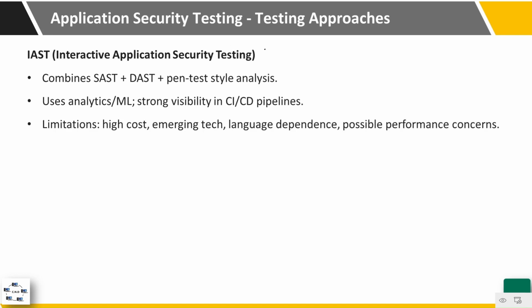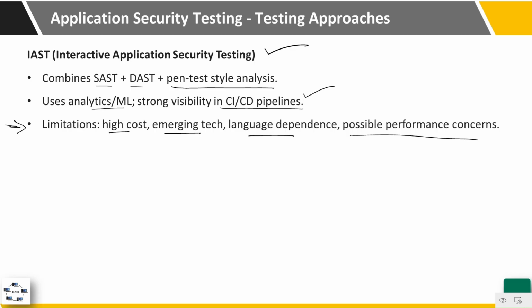Our next test approach type is IAST, that is interactive application security testing. IAST combines SAST, DAST as well as pen test style analysis, and it uses analytics and machine learning and has strong visibility in CI/CD pipelines. Limitations of IAST include that it is high cost, it is an emerging tech, and it is language dependent with possible performance concerns.